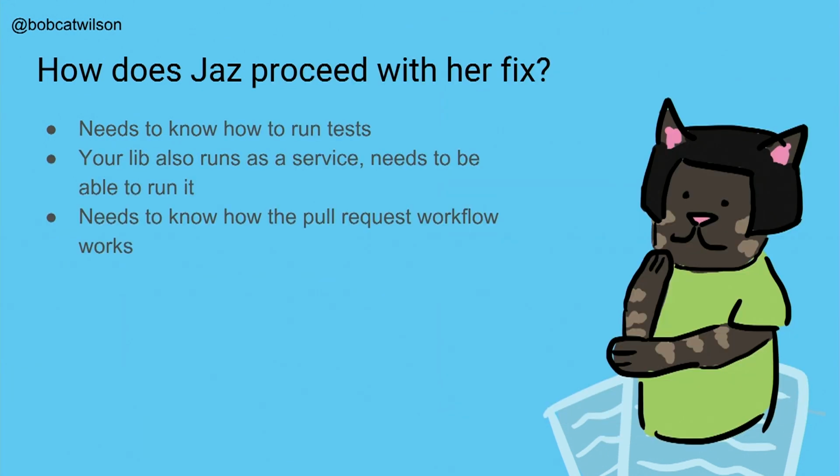OK, so let's say that Jazz had a pretty good experience with your issues. She found something that she wants to get started on, and she's pretty sure she knows how to fix it, too. But there's still some things she needs to know. Like, she needs to know, how does she run the tests? How does she know the thing is actually working? Maybe the software also runs as a service, so she wants to know how can she run it and poke it manually. And she needs to know what your workflow is for handling pull requests.